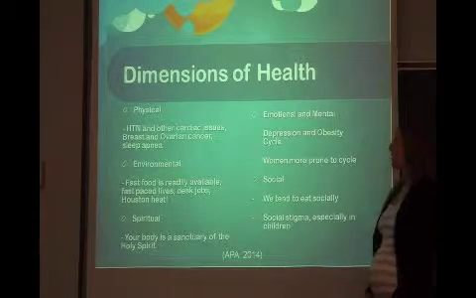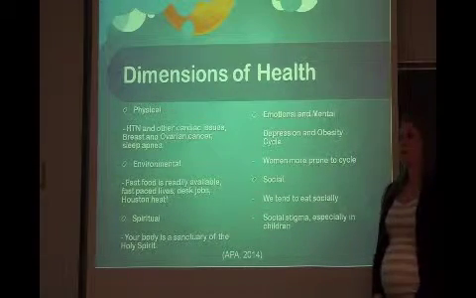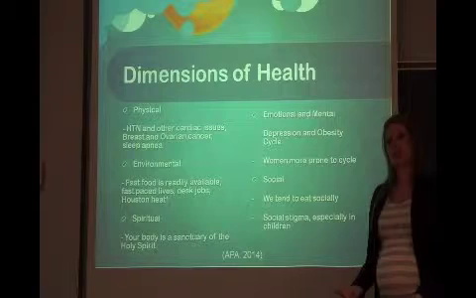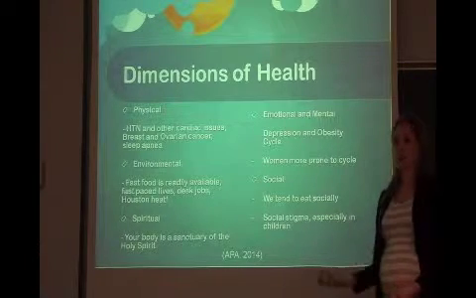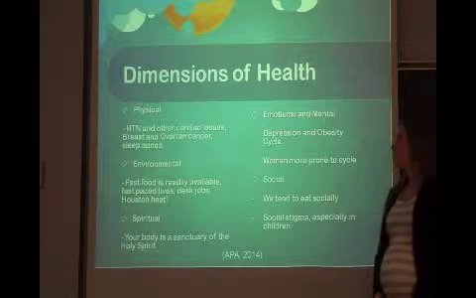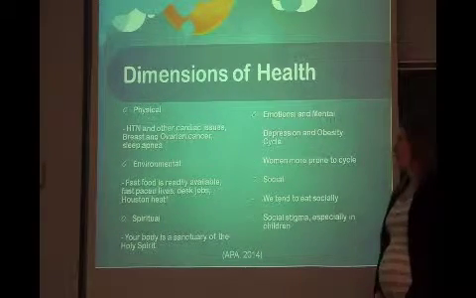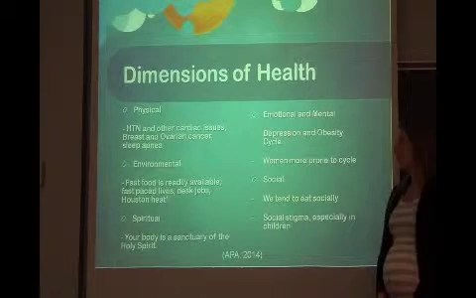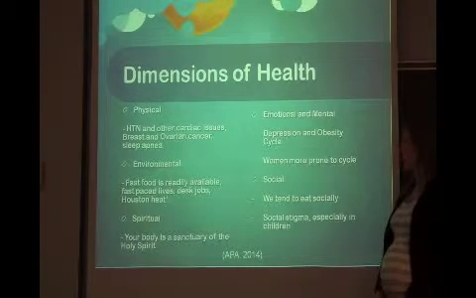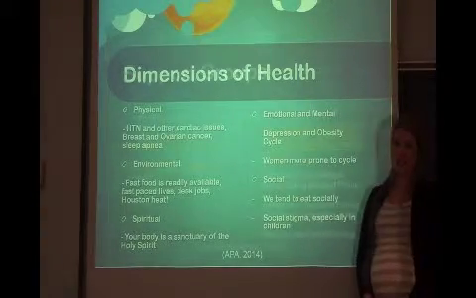Emotional and mental: depression. There's a depression and obesity cycle. People will be depressed and then they'll overeat, and then they'll be depressed because they're overeating and gaining weight, and it just keeps going and going. And women are actually more prone to this cycle than men are. Socially was also mentioned earlier. We tend to eat socially, and there's also a social stigma, and it's especially found in children now.